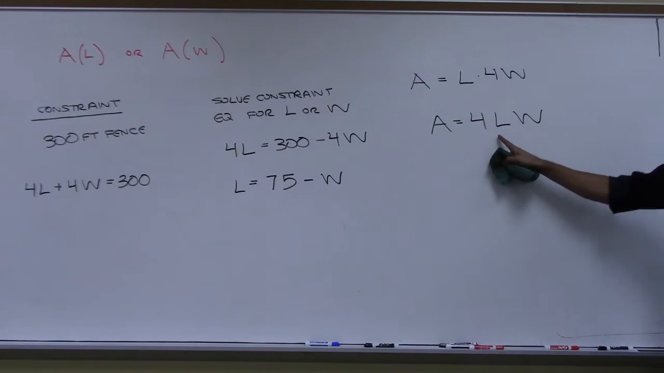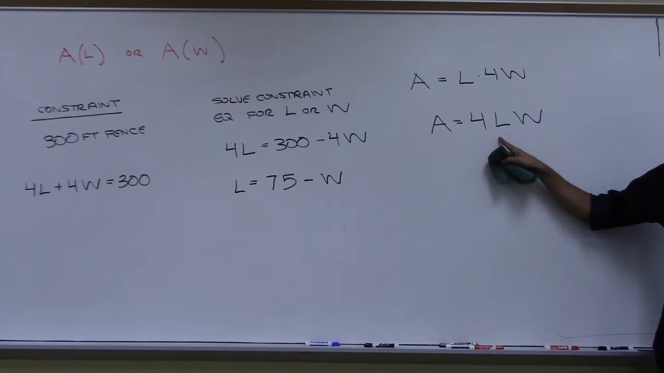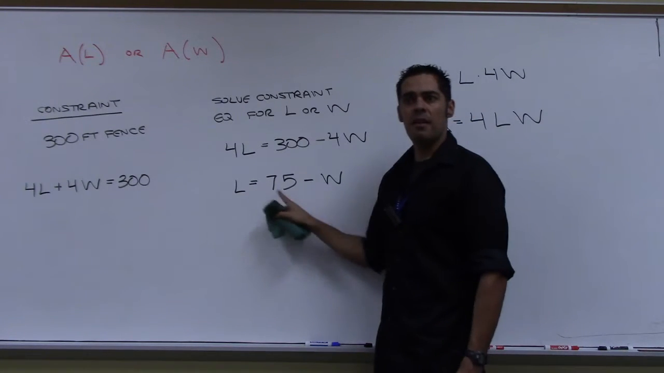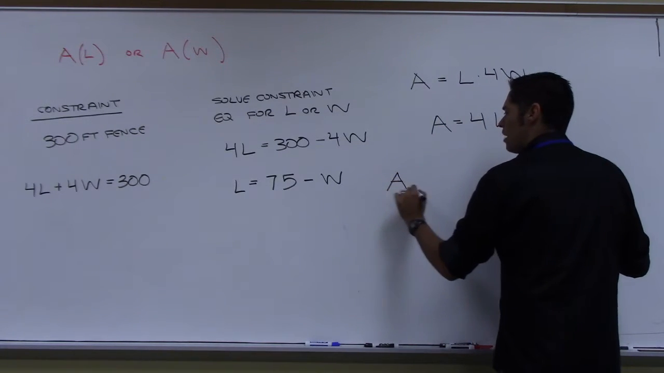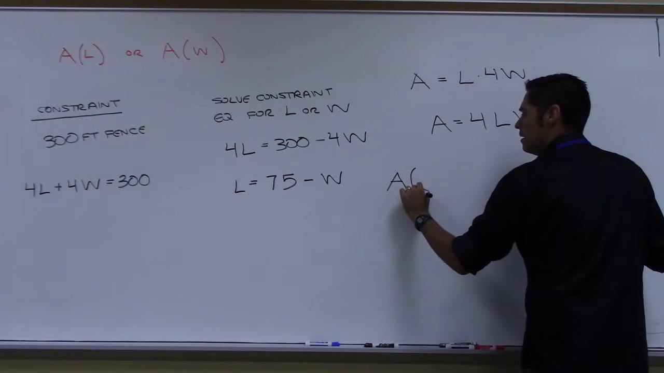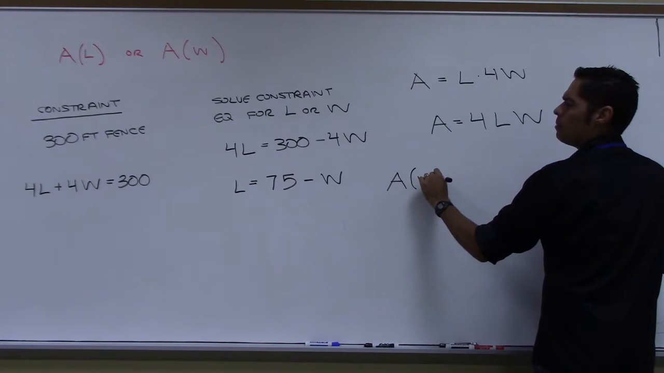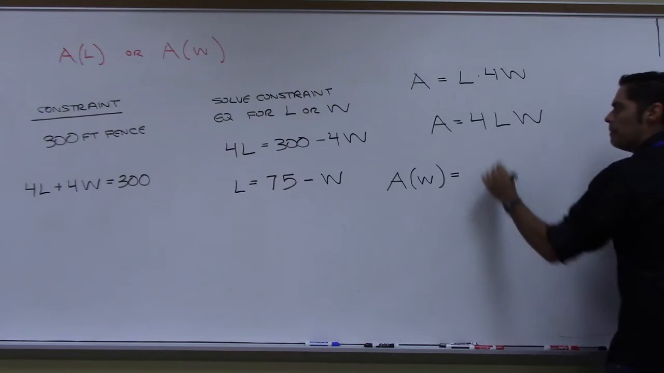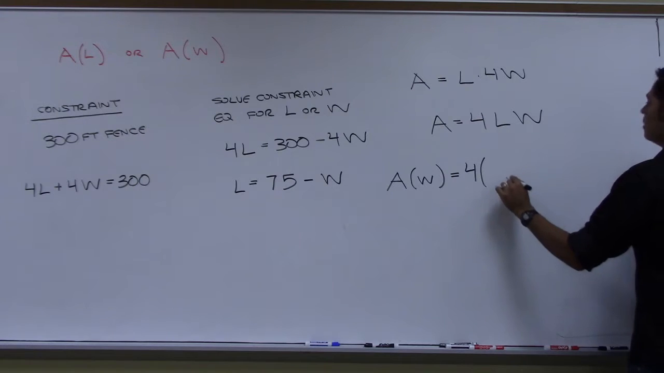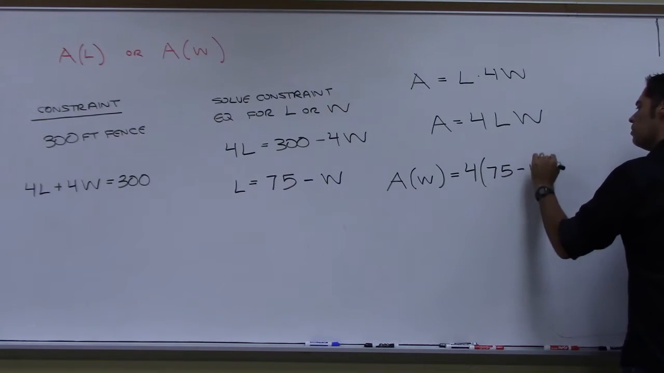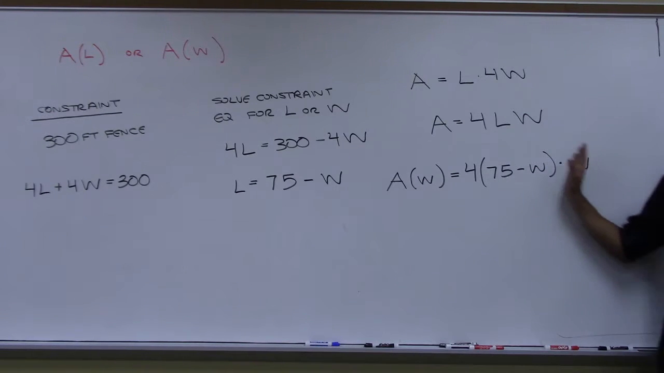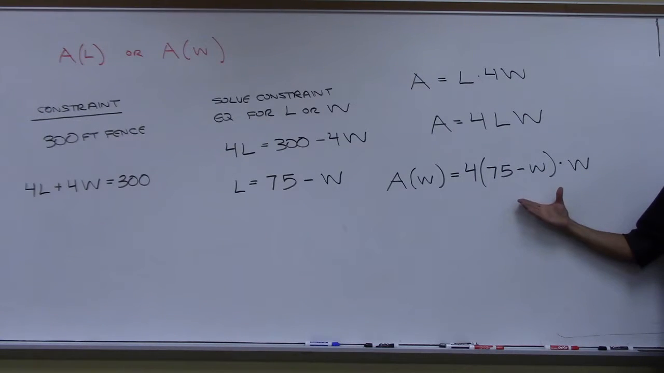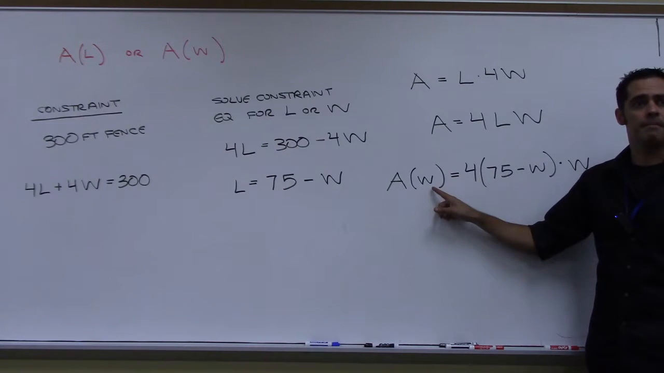I'm going to come back to this objective equation, and I'm going to replace L with 75 minus W. So I come back here, and I'm going to write A, but watch how I write A. Instead of A, I'm going to write A of W. We're replacing L with 4 times, what do we say L was? 75 minus W, and then times W. So that's this equation rewritten, with L being 75 minus W. Now notice that the entire right side has just W's in it now. Therefore, the area is a function of W, isn't it?